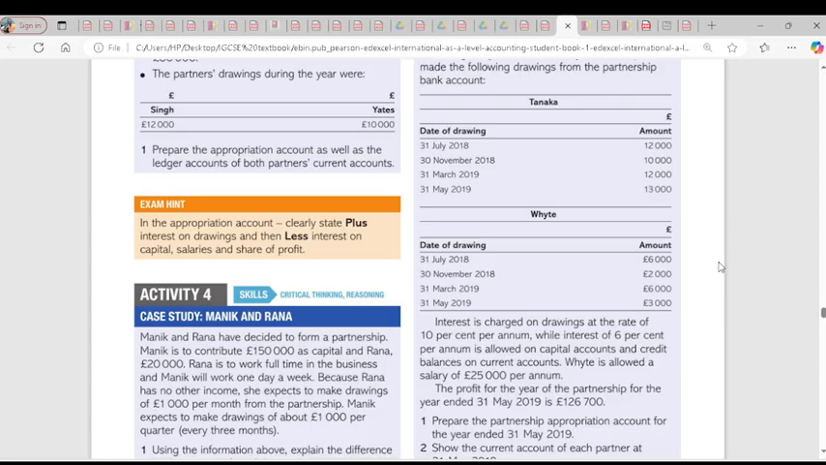Then the interest charge on drawings for White. We have 6,000, 31st of July 2018 to 31st of May 2019. That's 10 months. That's 6,000 multiplied by 10 over 100, which is 600, divided by 12, which is 50, multiplied by 10, 500. Then the 2,000 for 6 months.